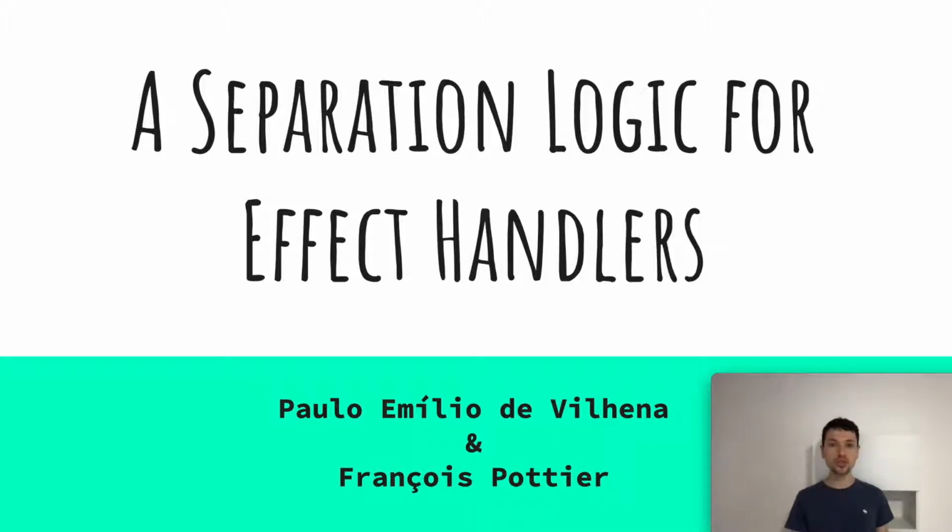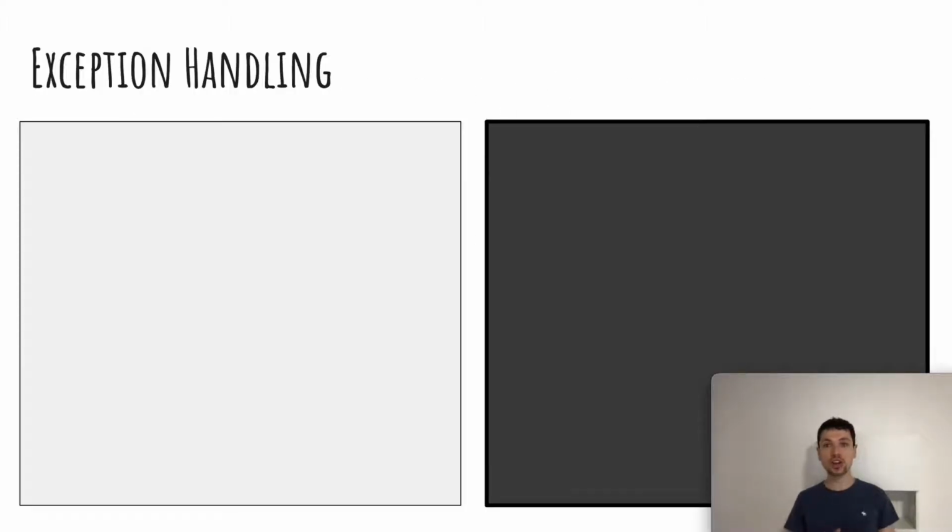So we are going to start the talk with a brief reminder of what effect handlers are. In a sense, effect handlers are a generalization of exception handling, and we are going to understand that by comparing two examples, one written in OCaml using exceptions and the other written in multi-core OCaml using effect handlers.